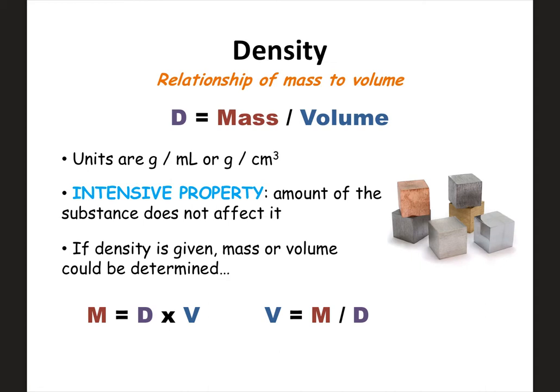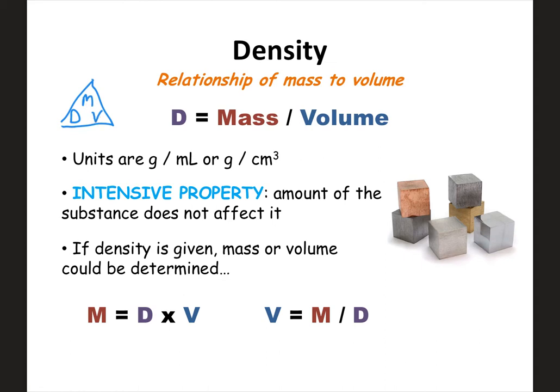Sometimes it's helpful to use something called the DMV triangle. I show you this just because it's a way to help you remember the equations. So what you do here is you draw a triangle and you do DMV. Basically any letters that are next to each other would be multiplied and any letters that are on top of each other would be divided. So for example, if you were looking to solve for D, you would have mass over volume. So mass divided by volume.